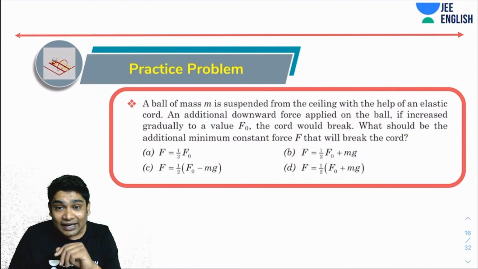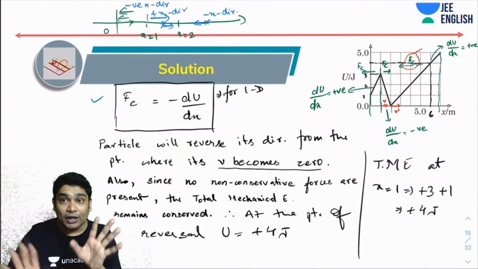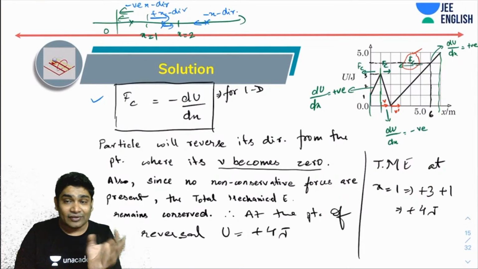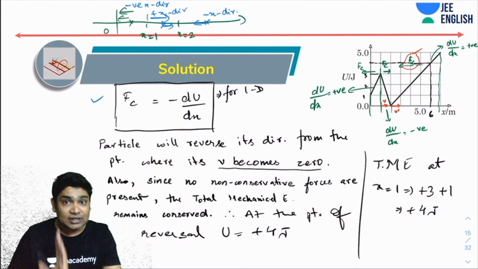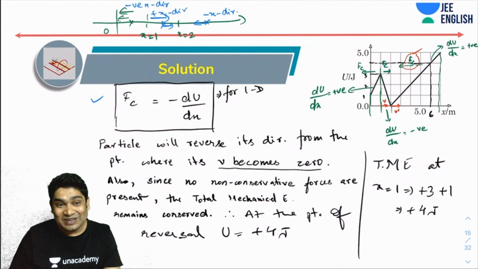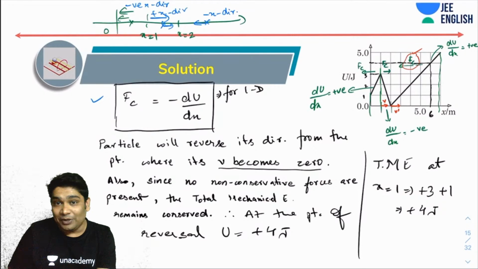If the body reversed at x equals 6, why is the graph showing x equals 7, 8 and so on? See, the graph is showing wherever the body could have been. Had the body been at 7 or 8, it would have had that potential energy. But the body has a total mechanical energy of 4 only, right? So it can never go beyond that. It will never be able to go beyond that.